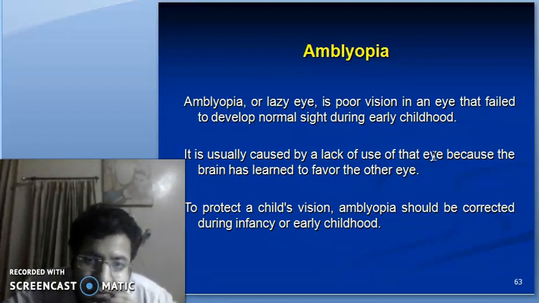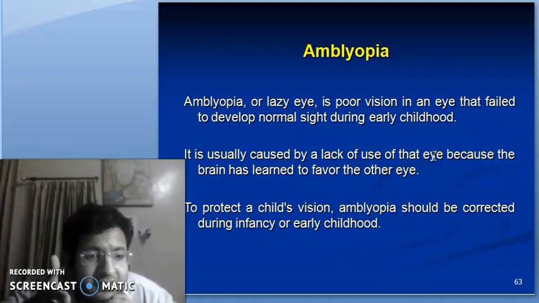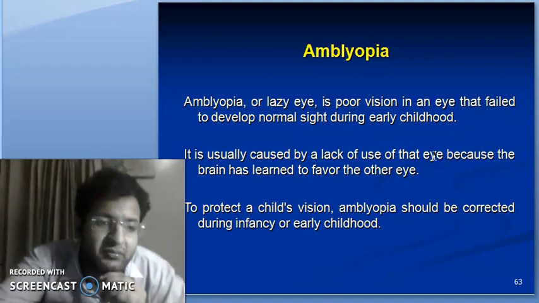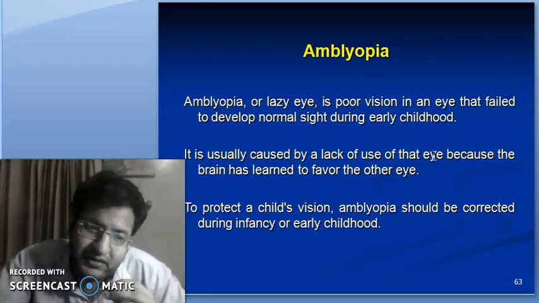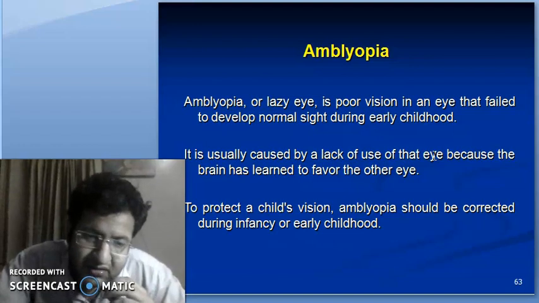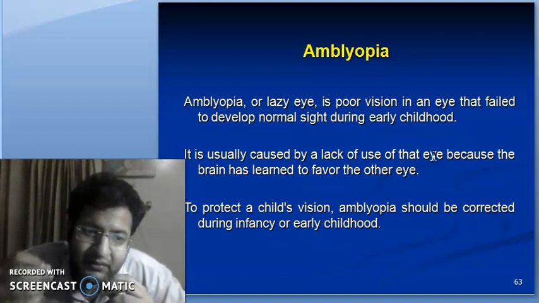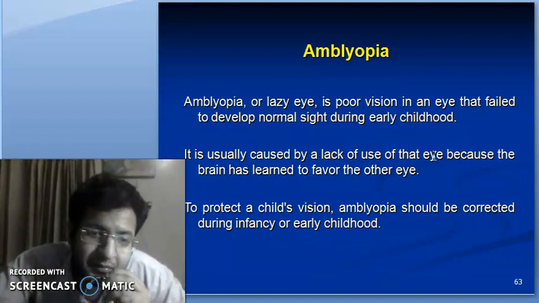It is a lazy eye. It is a poor vision in the eye that fails to develop normal sight during early childhood. And this is usually caused by the disuse of that eye, because the brain has learned to favor the other fixating eye. That's why, with this lazy eye, the brain starts ignoring the signals from the lazy eye. Because the lazy eye doesn't send the signals, the brain starts ignoring it, and with time this becomes permanent.